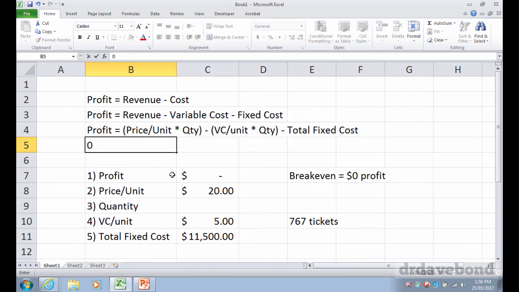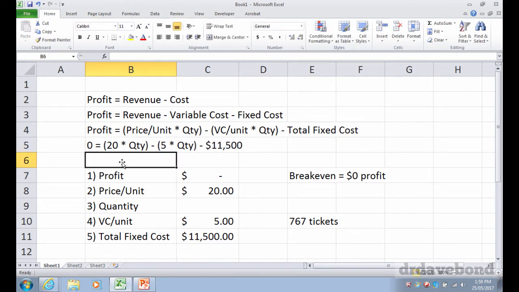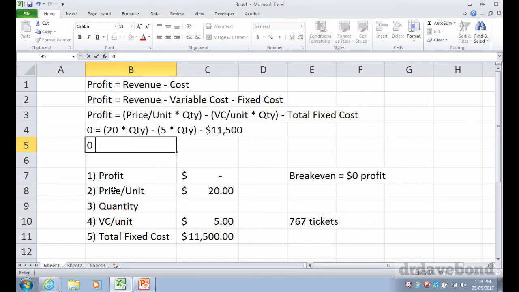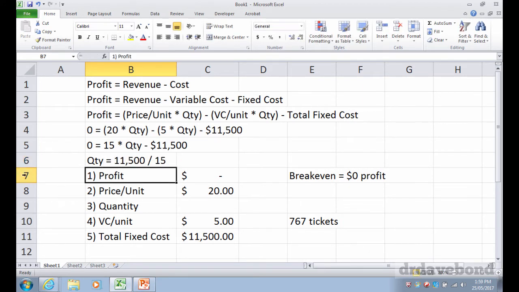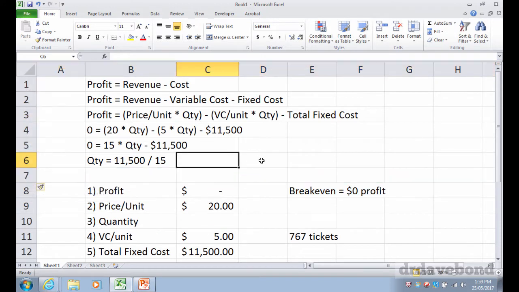So profit, we substitute with 0. Price per unit is 20. Quantity is what we're after. Minus variable cost of 5 times quantity minus total fixed costs of 11,500. So that 0 equals 15 times quantity minus 11,500. Quantity equals 11,500 divided by 15.